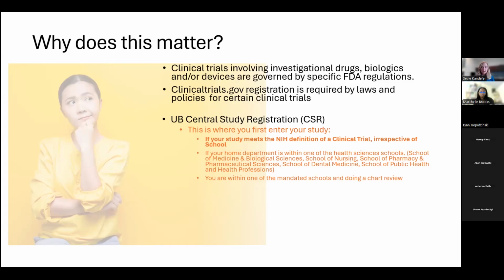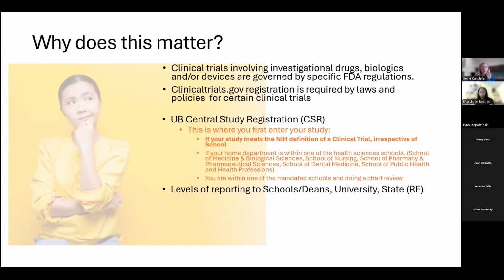And if you do, what will happen most likely is the IRB will come back and say, no, this has to go in CSR. And then you have to go back and put it in CSR after you've already put it into Click. When you do enter your study into CSR, there is a drop-down box, I think, that asks you what type of study you have, and one of those options is clinical trial.